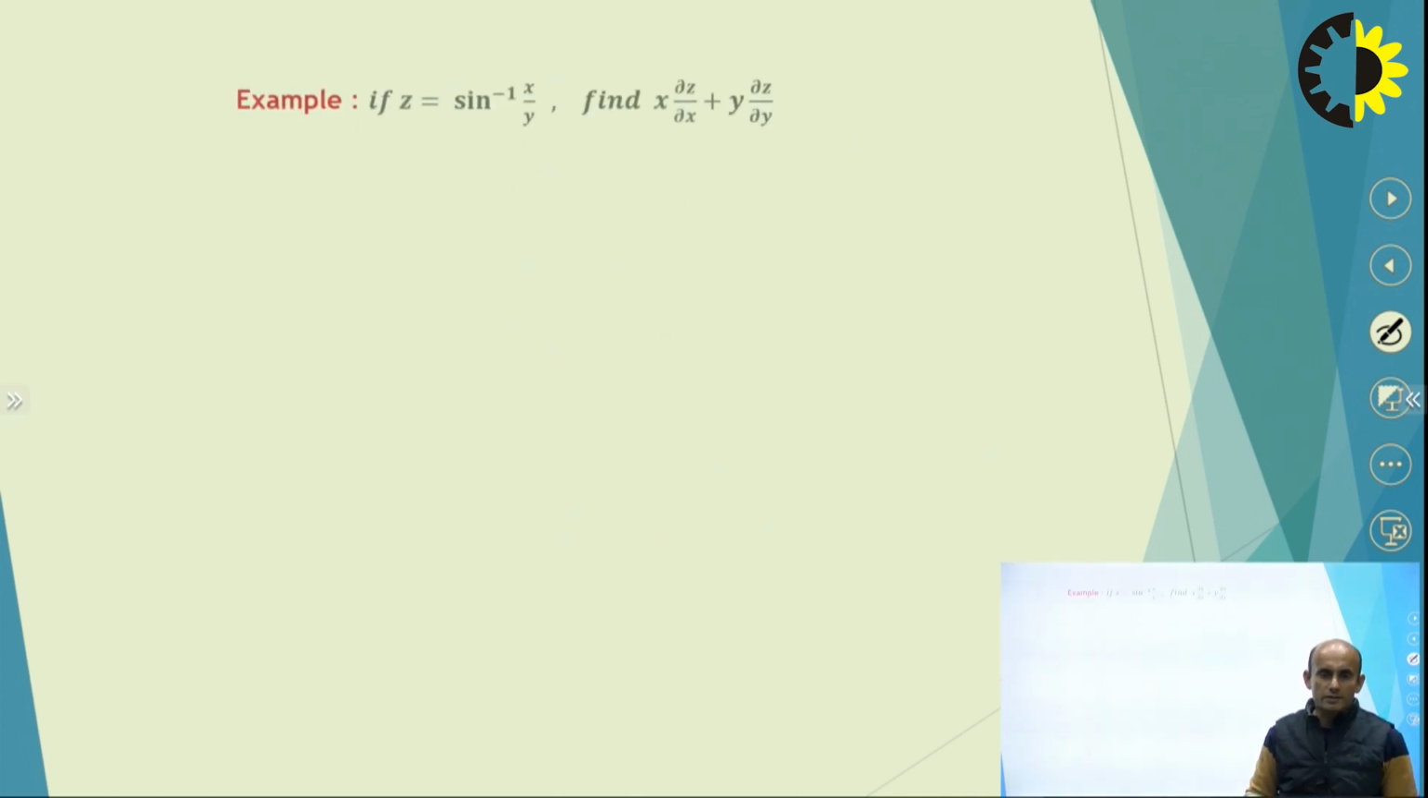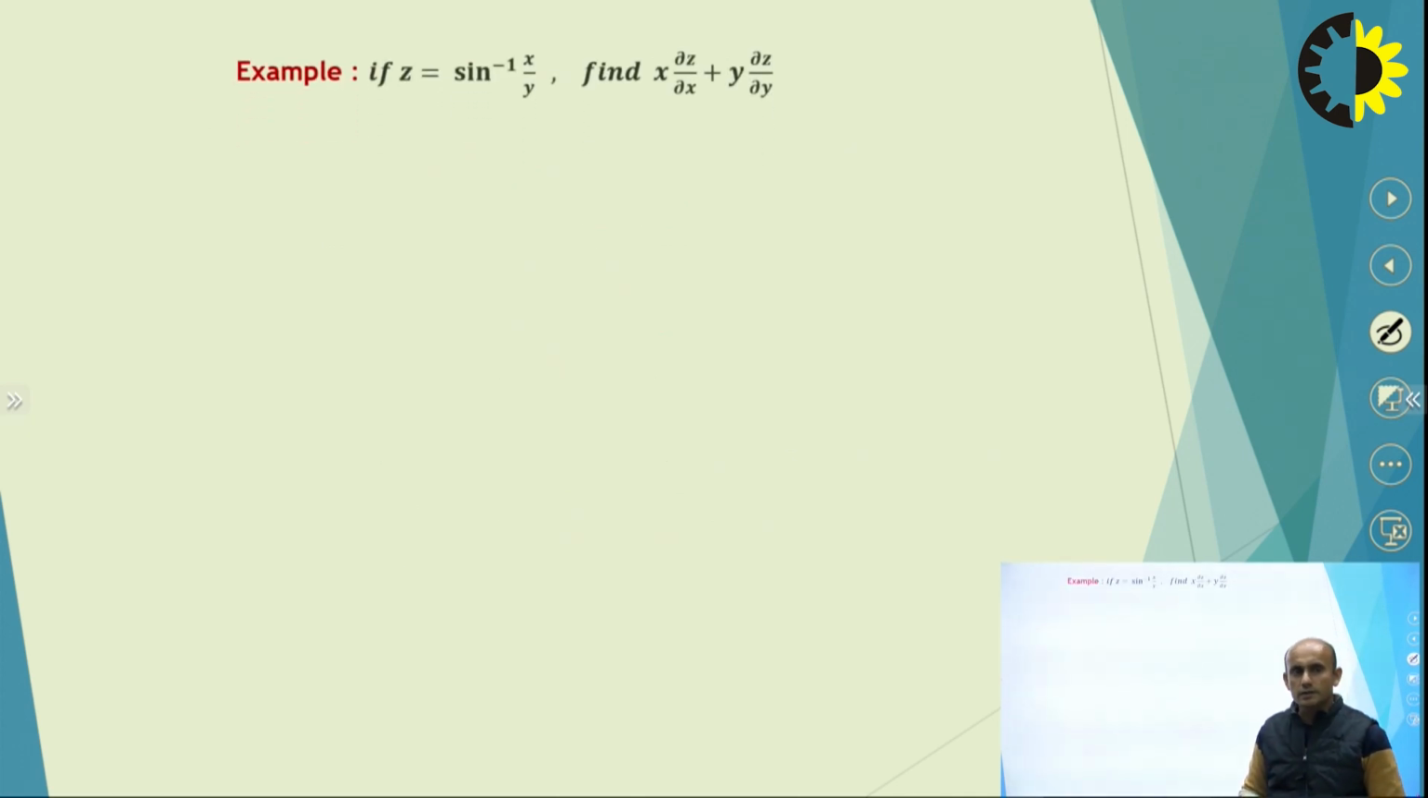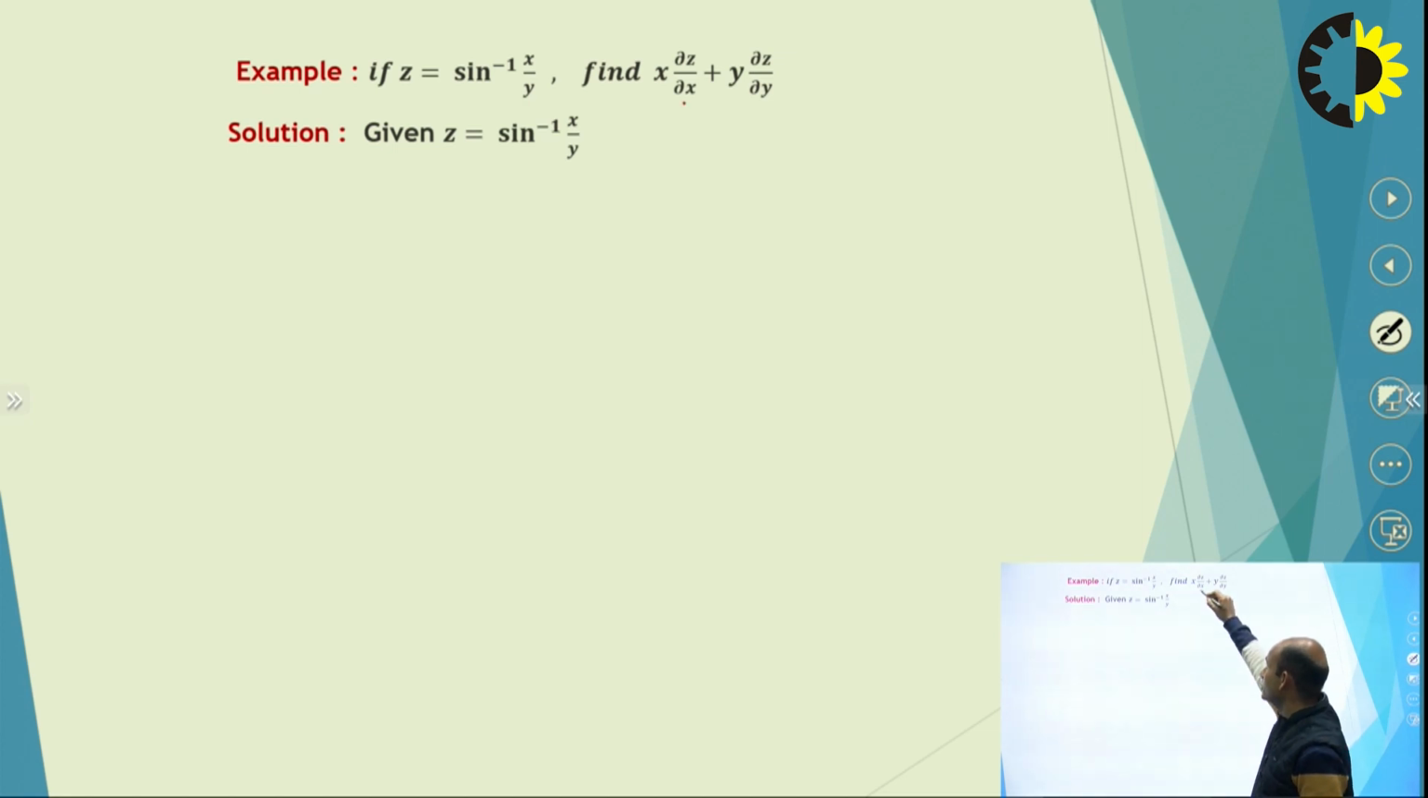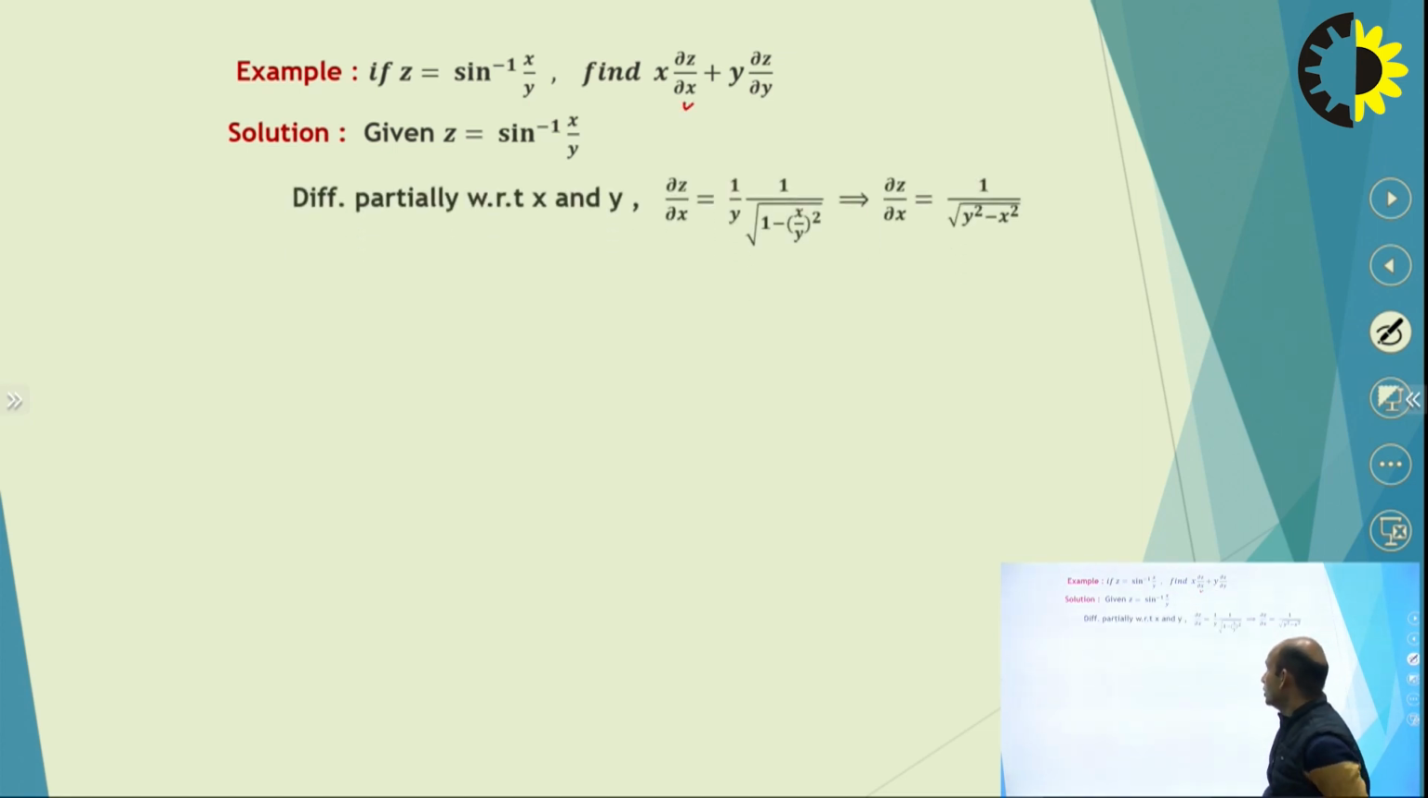Now we have some more examples here. The first one is z equals sine inverse x upon y. Then we have to find x del z upon del x plus y del z upon del y. Again we have the same kind of function here. So let z be sine inverse x upon y. Then first we have to find del z upon del x. So del z upon del x will be partial differentiation of the function z with respect to x. It means if we are differentiating partially with respect to x, then y will be constant here.